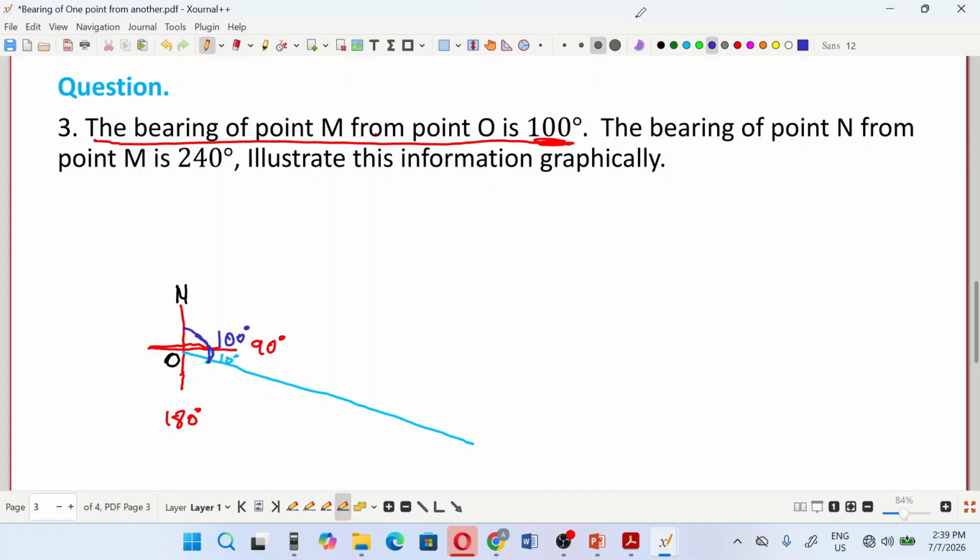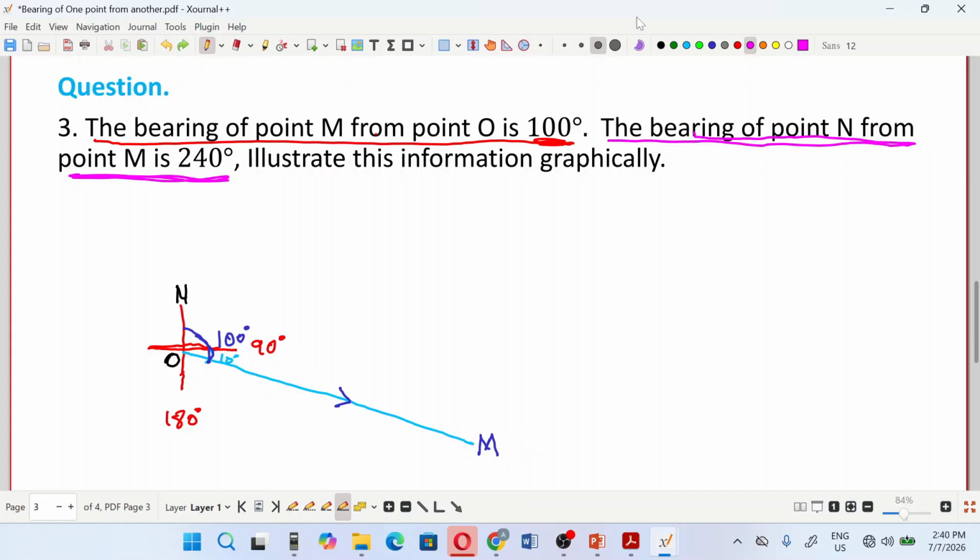It says M from O. So I'm moving from O to M, right? So this point is my M. It's 100 degrees. I've already done the first part. So let's look at the second part, which says the bearing of N from M. The M is what has been established here, this particular M. We already got M here. But we say N from this M. So now, that's what we want to look for, right?